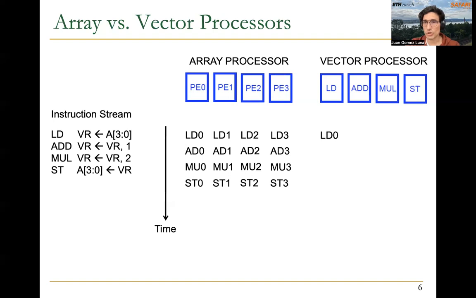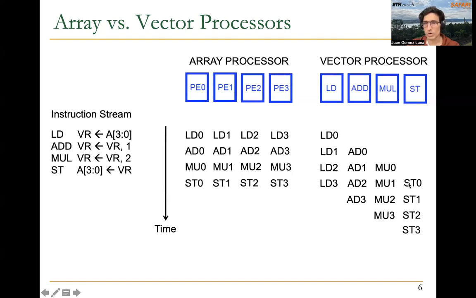In the case of a vector processor, as you can observe, we have different processing elements, but these processing elements are specialized. There is one processing element for load, another one for add, another one for multiplication, and another one for stores. So if we want to load 4 elements, we'll have to use this LD unit. And that's why in the first cycle, we start loading LD0, then LD1, then LD2, and then LD3. And observe that as soon as we are done with one specific element, LD0, we can start computing the rest of operations, add 0, mul 0, and store 0, and so on and so forth.